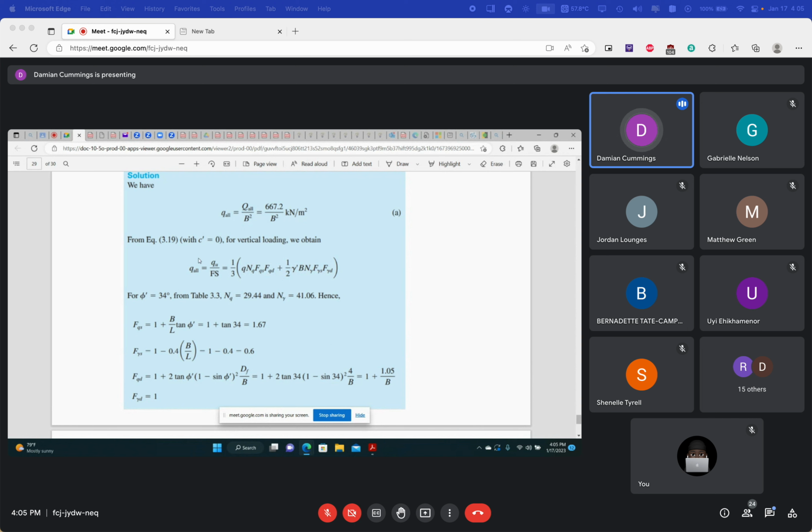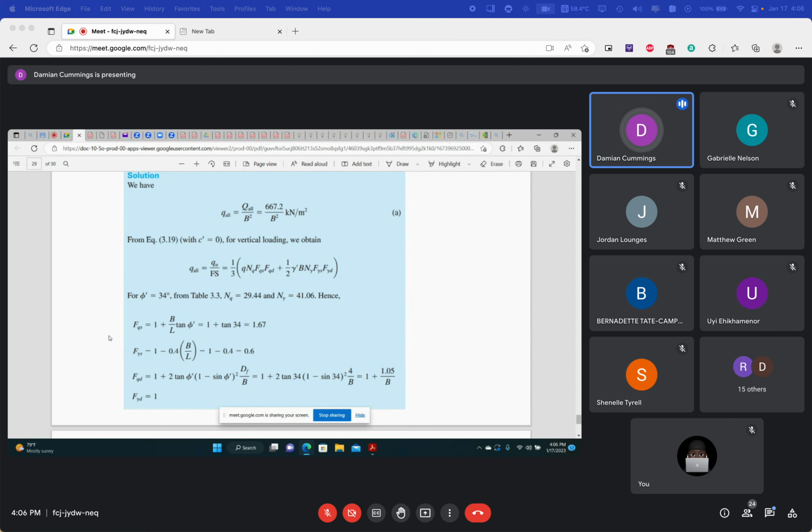All right, so we are trying to find QL. This equation, our original bearing capacity equation, gives us QU. And remember, QL is equal to QU over FS. Thus we have 1/3, our factor of safety was given as 3. For phi equal to 35, we have Nq equal 29.44. N gamma is equal to 41.06.